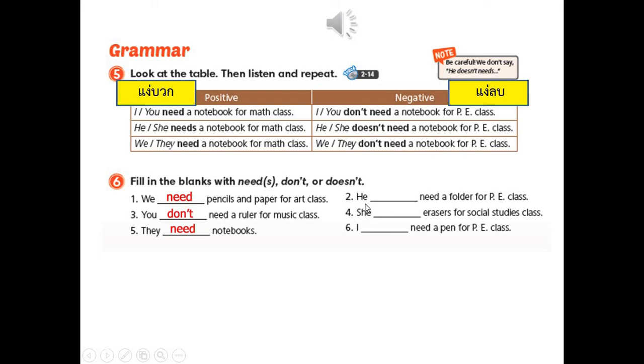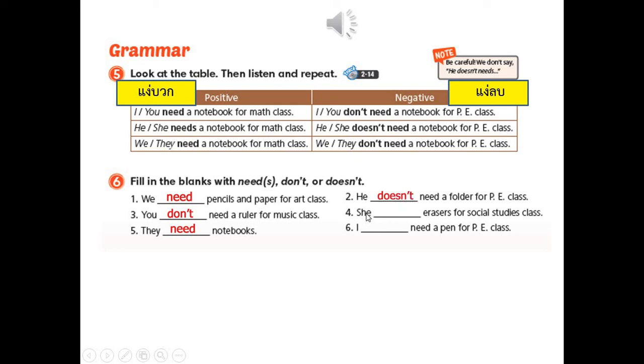Next, number 2. He. This is our subject. He blank need a folder for PE class. Do you need a folder for PE class? Yes or no? If your answer is no, which one are we going to put here? Don't need or doesn't need? If your answer is doesn't need, you are correct.